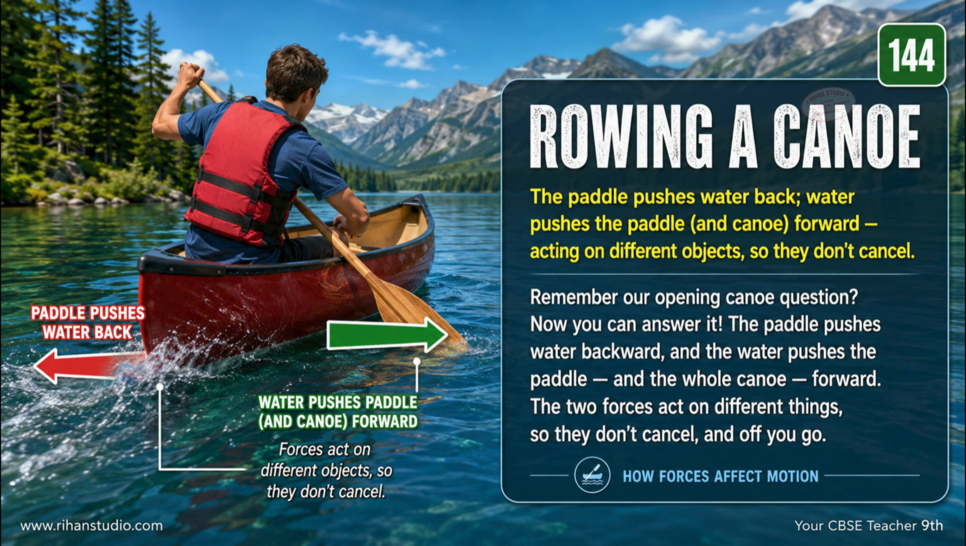Rowing a canoe. Remember our opening canoe question? Now you can answer it. The paddle pushes water backward, and the water pushes the paddle, and the whole canoe, forward. The two forces act on different things, so they don't cancel, and off you go.